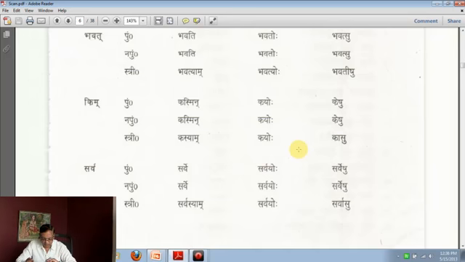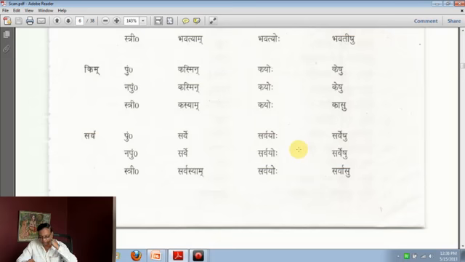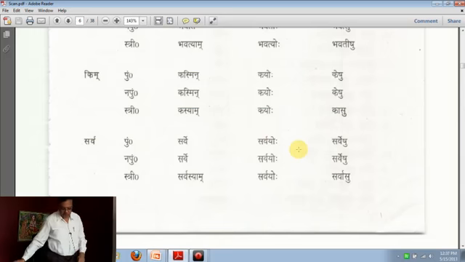And the sarva nama shabda, the pronoun sarva, which means all, is also given in Saptami. Sarve, sarvayoho, sarveshu. Wait a minute. There is a mistake here. Sarvasmin it should be. I don't know why they have not seen. How can it be sarve? Sarvaha, sarvau, sarve. No, sarvasmin it should be. We'll correct it anyway.